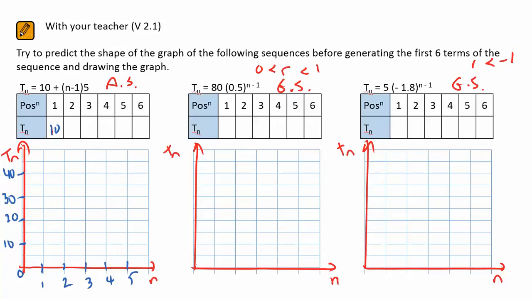Now, V2.1, first instance, we've got an arithmetic sequence, second one a geometric sequence where R is between 0 and 1, and the third instance, a geometric sequence where R is less than -1. Now, for each of these problems, we have to set up the grids like so. Actually, this last one, we might have to set it up so we've got the 0 in the middle. It's a common mistake that you can make.